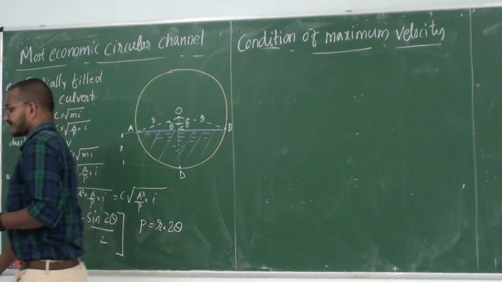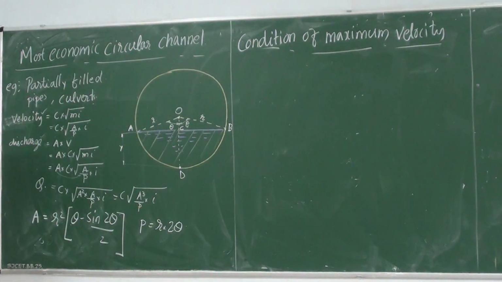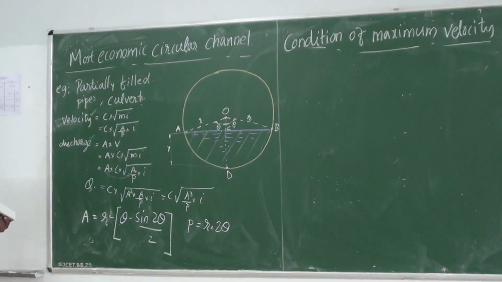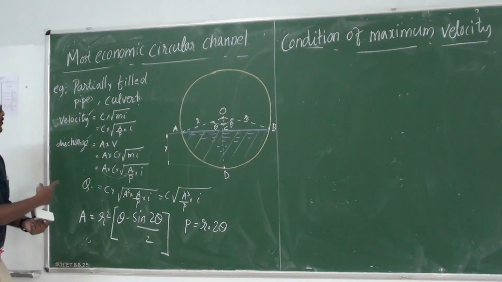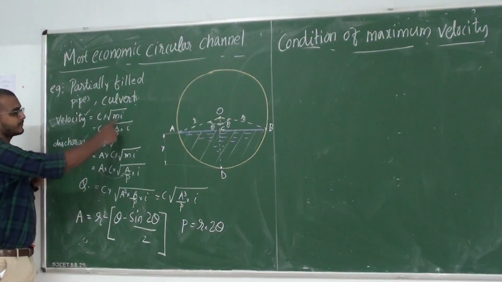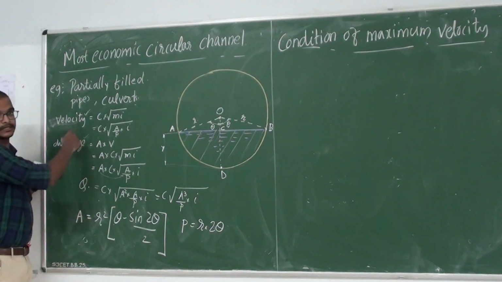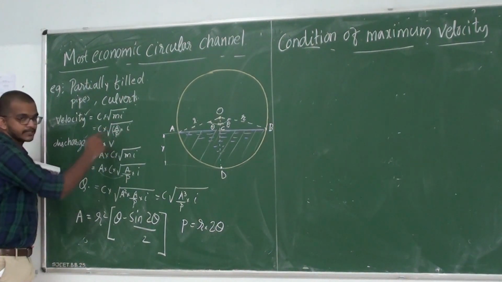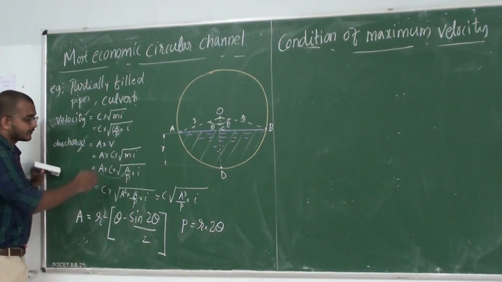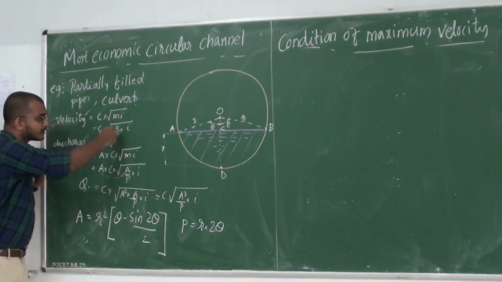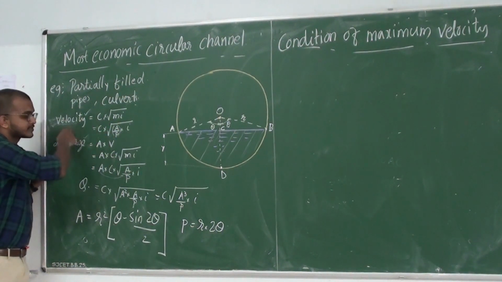The condition of maximum velocity. Once again, look at the equation. Velocity is equal to Chezy's constant C into square root of mi, where m is area by p. That means the velocity is maximum when the factor A by P is maximum. This factor A by P is the hydraulic mean radius. When the hydraulic mean radius, or A by P, is maximum, the velocity is maximum.